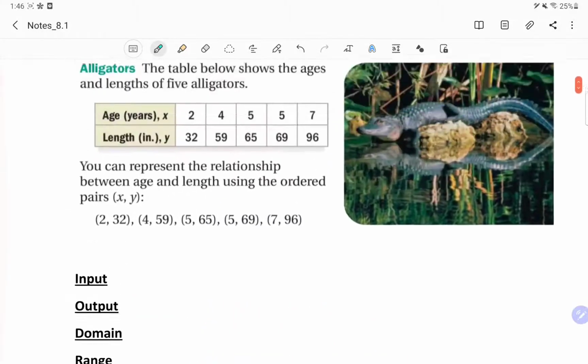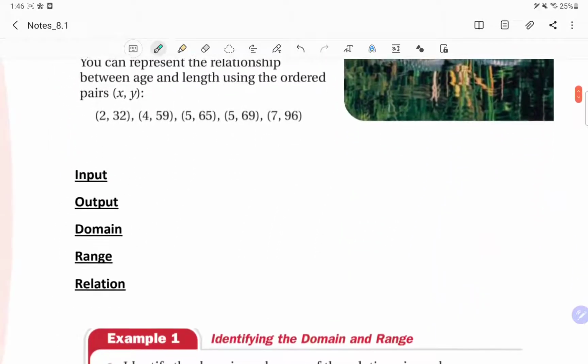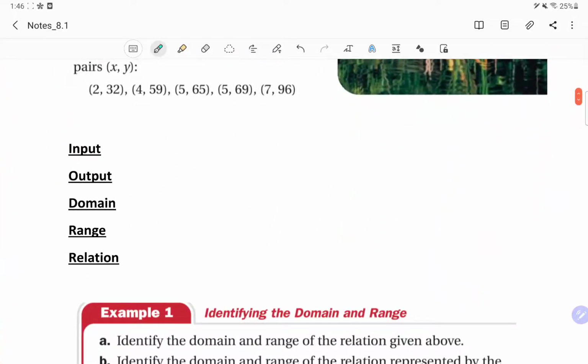All right, we're going to start lesson 8.1 here. We're going to start by defining some of these words. Okay, so a relation, this is just an ordered pair. We know what an ordered pair is from graphing. You have an x and a y value, right? That's what an ordered pair is. That's also a relation. An ordered pair is a relation, because normally there's some type of relation that'll get you from the x to the y.